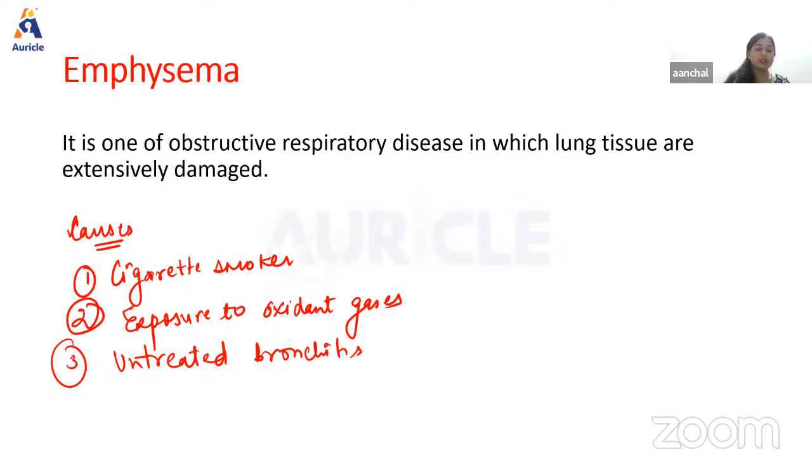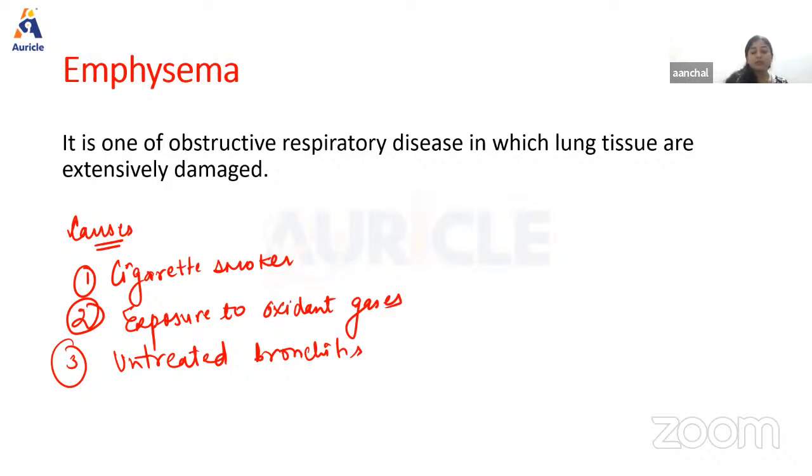Usually smoke or oxidant gases irritate the bronchi and bronchioles, which leads to chronic infection. It also increases the mucus secretion of respiratory epithelial cells, which causes obstruction of air passage. Also the cilia of respiratory epithelial cells are partially paralyzed and movement is very much reduced. Because of this, the mucus cannot be removed from the respiratory passage. Now, what are the effects of emphysema?